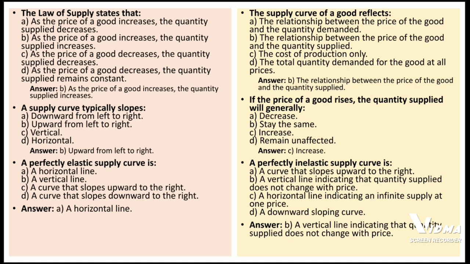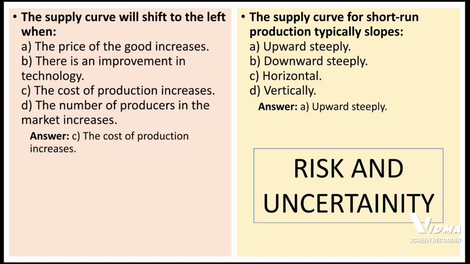A perfectly elastic supply curve is. Answer is A. Horizontal line. A supply curve of a good reflects. Answer is B. Relationship between the price of a good and quantity supplied. If the price of a good rises, the quantity supplied will generally. Answer is C. Increase. A perfectly inelastic supply curve is. Answer is B. A vertical line indicating that quantity supplied does not change with price.